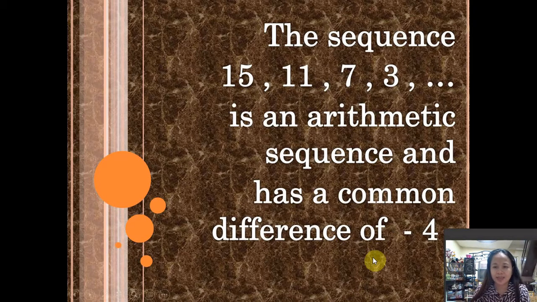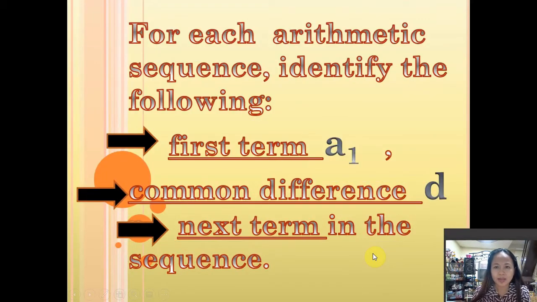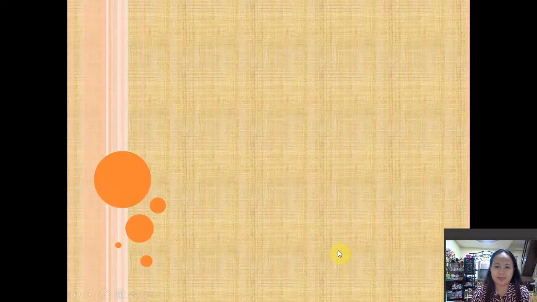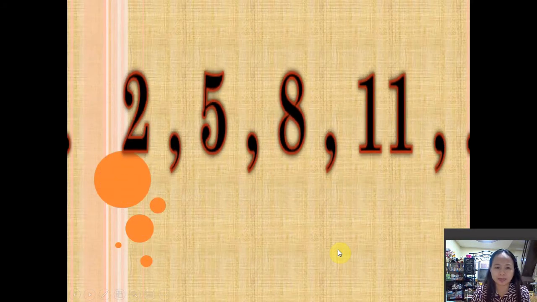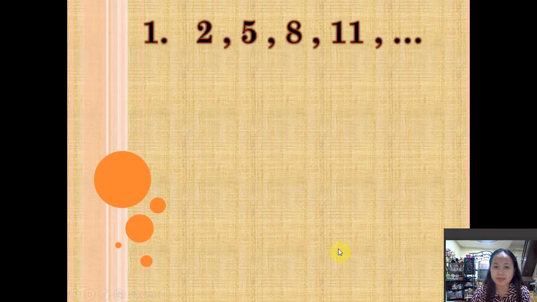Okay, next. For each arithmetic sequence, identify the following. First term denoted by A sub 1. Common difference denoted by D. And the next term in the sequence. So I will be giving items in which you are going to look for the first term, common difference, and the next term. Okay, number 1, we have 2, 5, 8, 11.